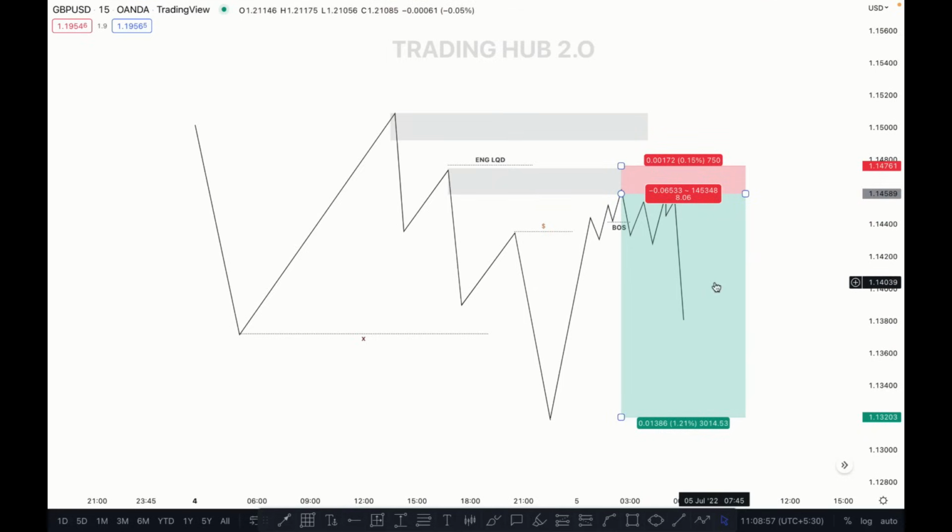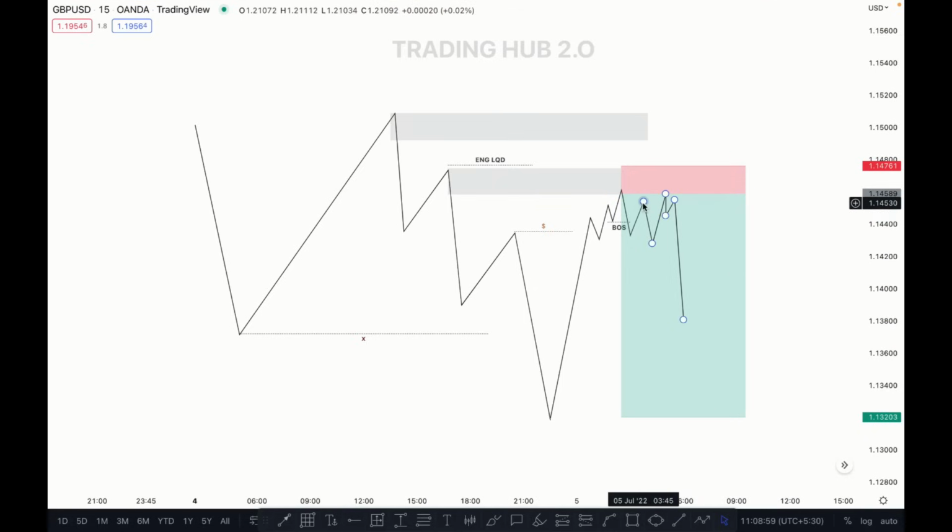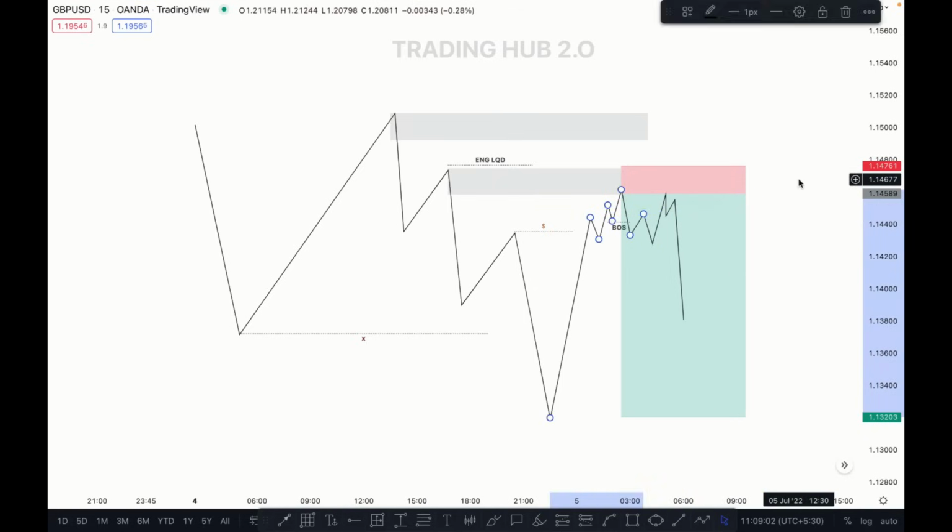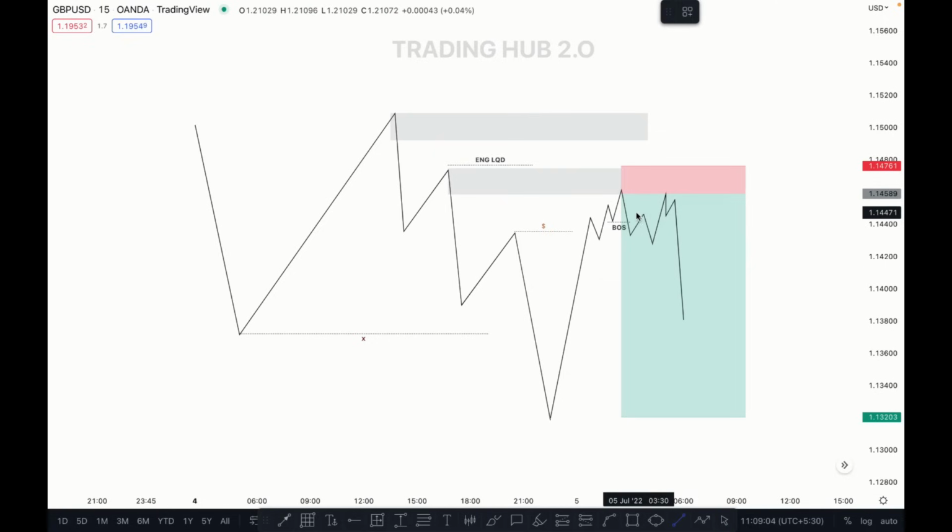Okay, and then we can stack multiple entries here for sell, because the market has taken out this minor inducement also, and now this setup becomes our high probability setup. Correct, you don't need to sell directly here.